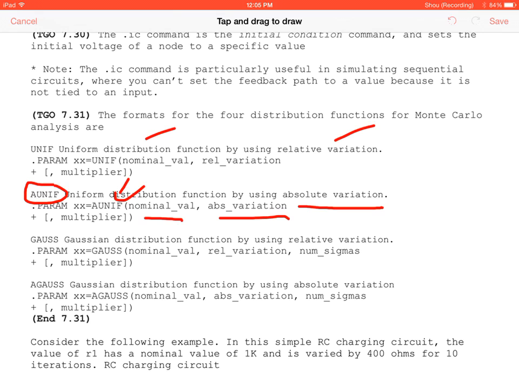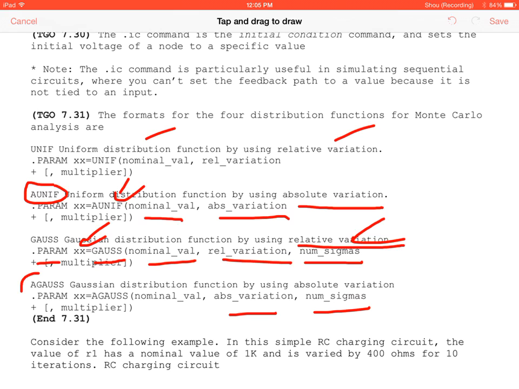For Gaussian distribution using relative variation, .param, the measurement, your value equals gauss, nominal value, relative variation, and your sigmas. We're going to be going over sigma. That's part of Gaussian variation. And then the same thing, agauss is your absolute variation, your sigmas, and the value you're going to be measuring. So we're going to be going over an example of absolute Gaussian variation as an example of a Monte Carlo analysis.